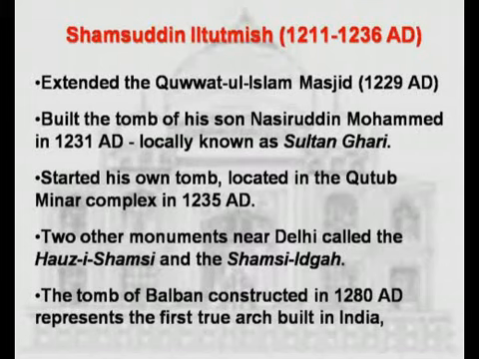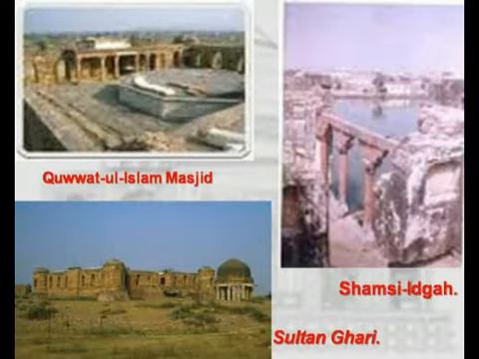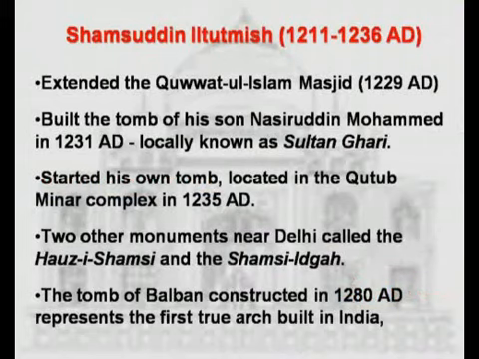After him came Shamsuddin Iltutmish. He extended the Quwwat-ul-Islam Masjid, built the tomb of his son Nasiruddin Muhammad, started his own tomb located in the Qutub Minar complex. Two other monuments near Delhi called the Hauz-e-Shamsi and Shamsi Idgah were built by him. The tomb of Balban, constructed in 1280 AD, represents the first true arch built in India, which is produced by following the scientific system originally formulated by the Roman engineers.